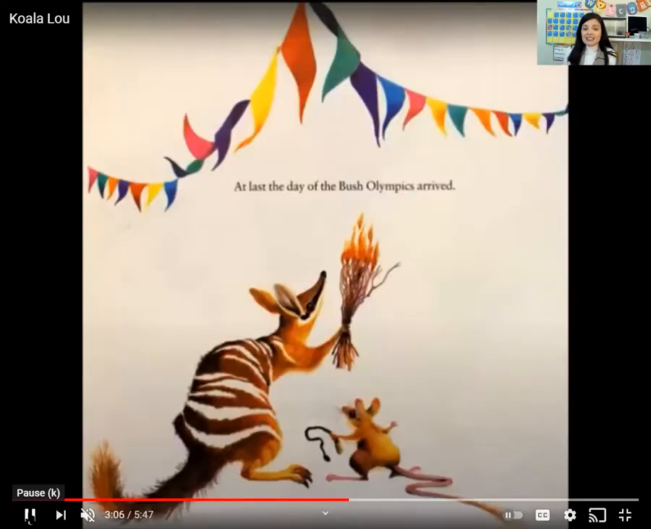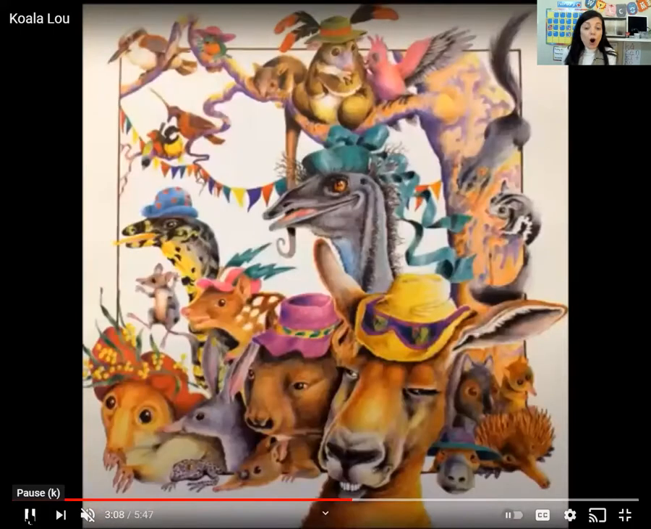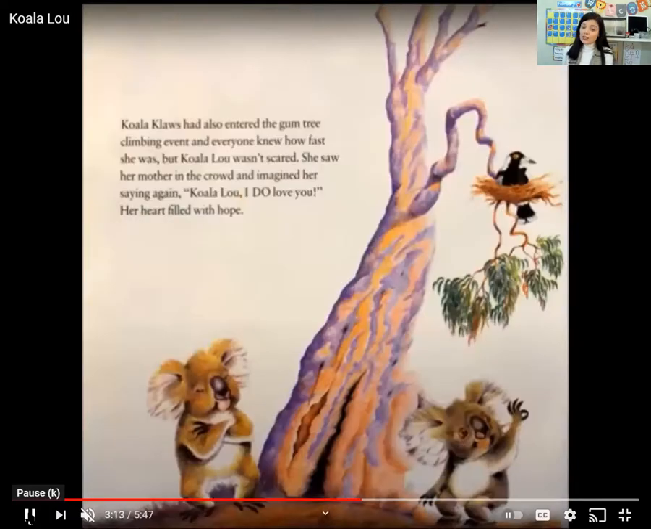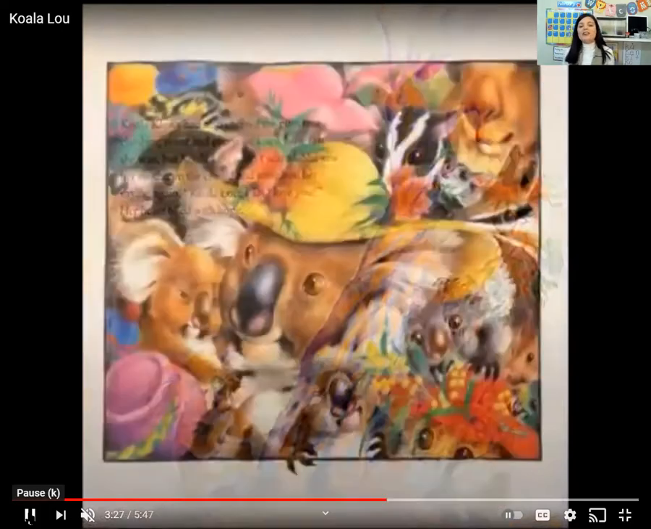At last, the day of the Bush Olympics arrived. All the animals came to see the show. Koala Claus had also entered the gum tree climbing event, and everyone knew how fast she was. But Koala Lou wasn't scared. She saw her mother in the crowd and imagined her saying, Koala Lou, I do love you. Seeing her mother in the crowd made her heart fill with hope.